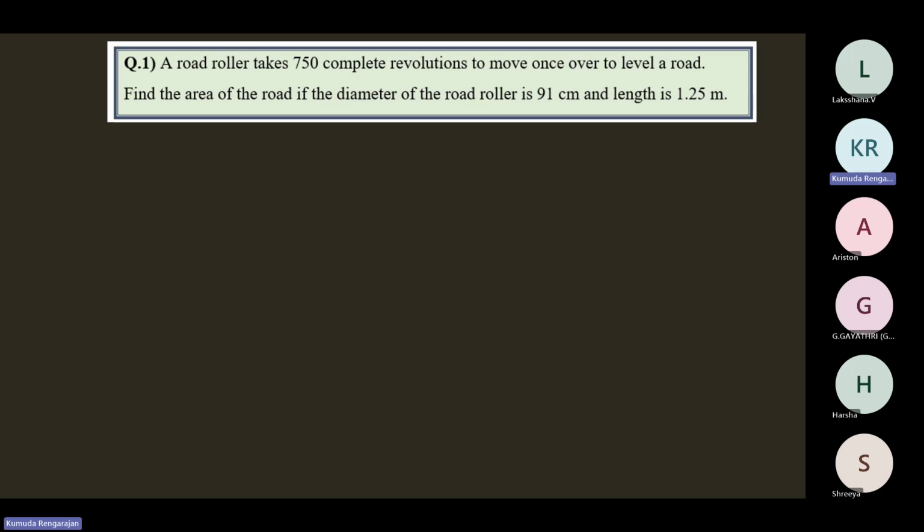Now the road roller has to make 750 revolutions to level the road. That means the area of the road is the area covered in 750 revolutions. The area covered in one revolution is CSA. So in 750 revolutions it will be CSA into 750.